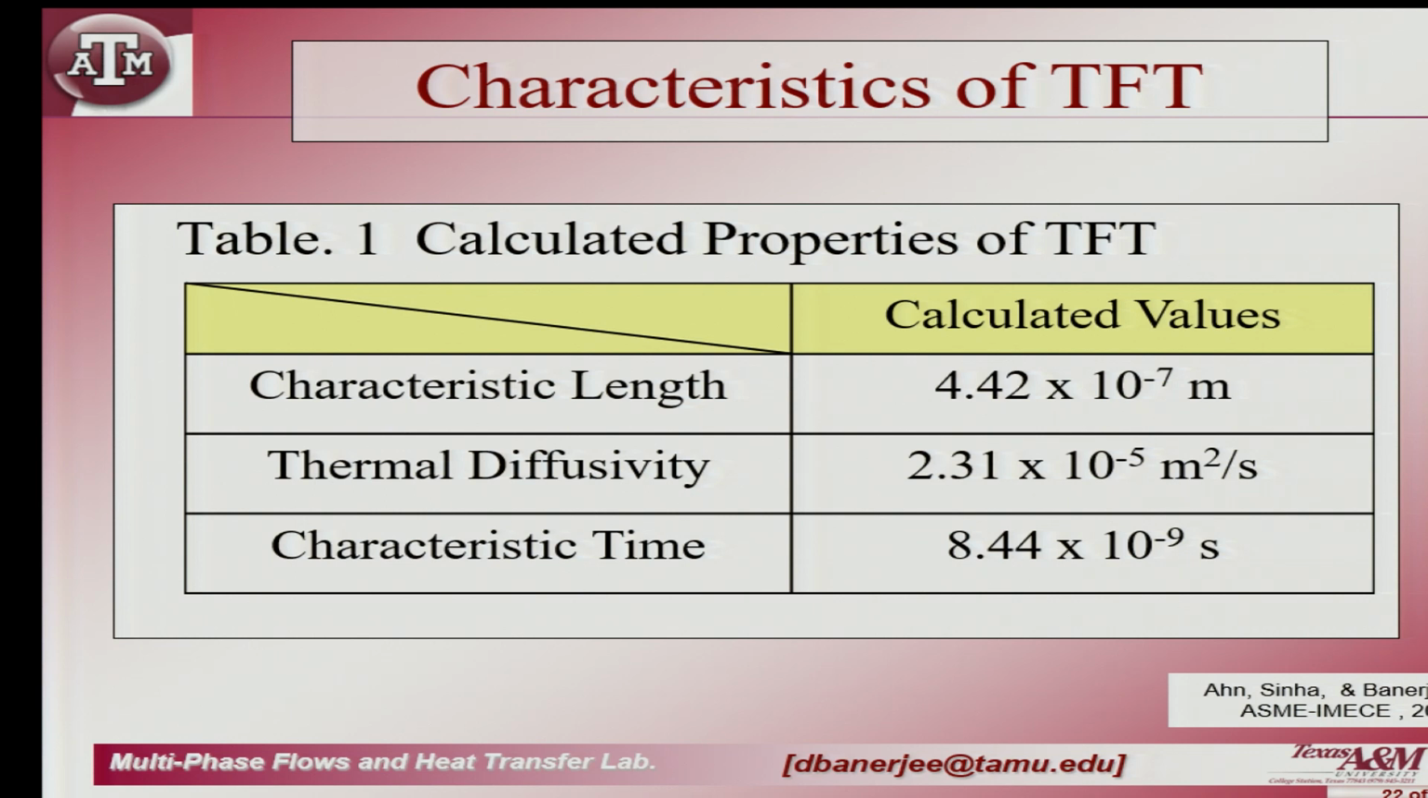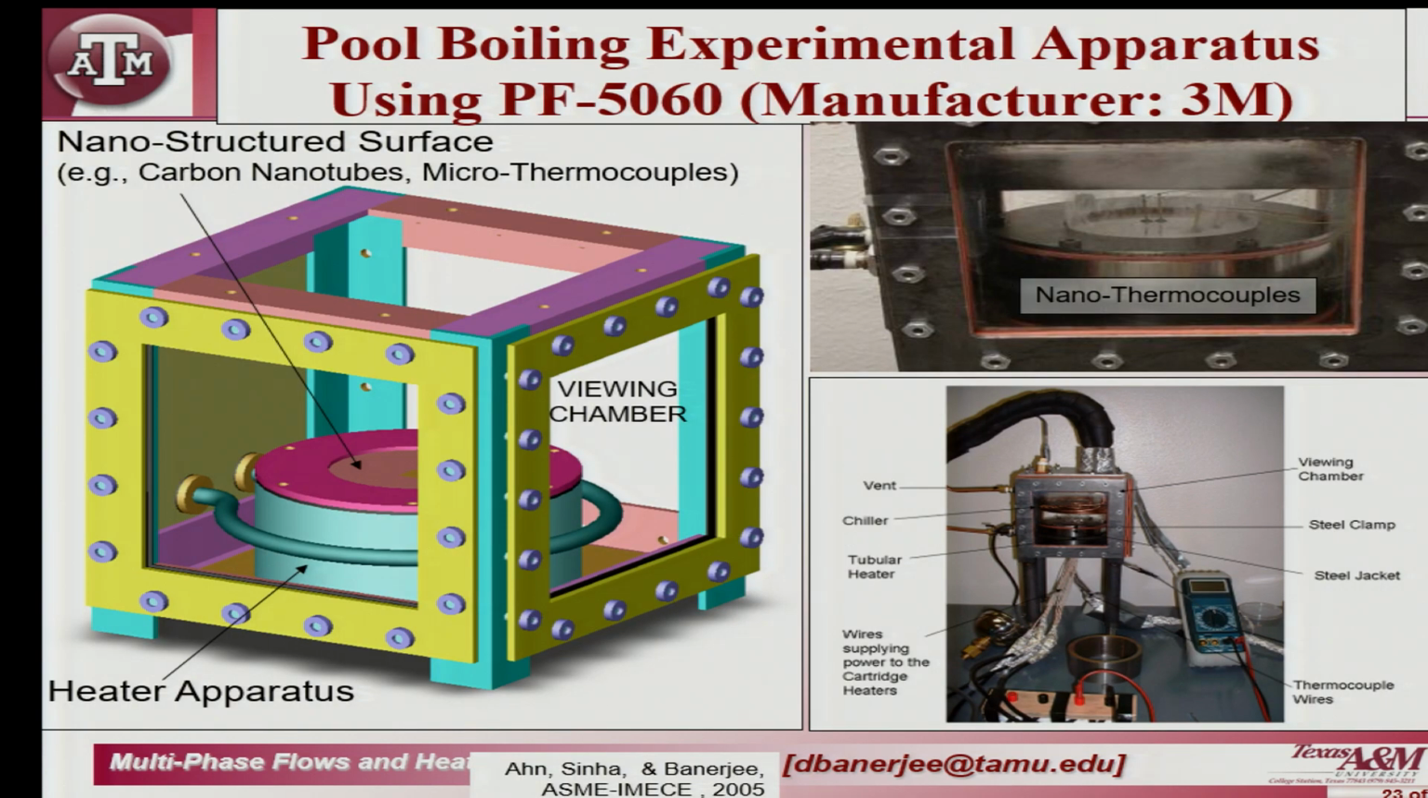So, then we made this, our boiling apparatus. This is a solid model that shows on the side. Basically we have a copper heating block in which we have cartridge heaters, and then we put thermocouples in the copper heater to measure the temperature gradient in the copper heater. And then on top of the copper heater we put a silicon wafer and then we clamp it. And then we put it inside a viewing chamber.